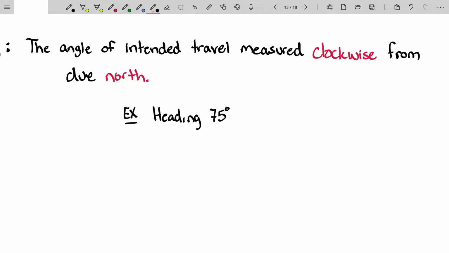A heading of 75 degrees is measured from due north and turns or opens clockwise. So that's kind of a frustration. I totally get it. But this direction right here is the heading of 75 degrees. This is done in aviation, mainly in aviation, actually.